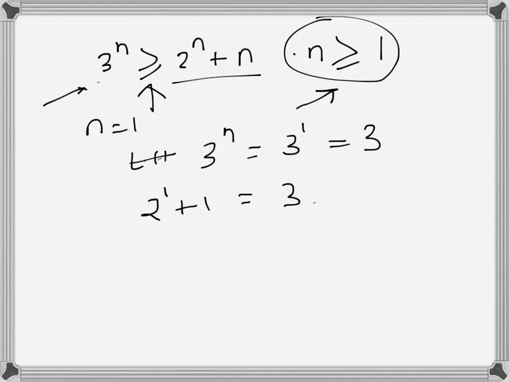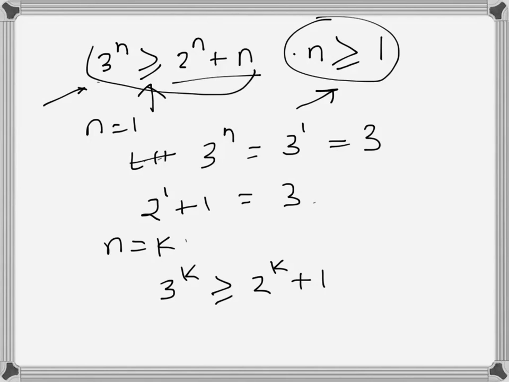Now we assume that when n is equal to k, any arbitrary value, this relationship holds. So we can say when n is equal to k, 3 to the power k is greater than or equal to 2 to the power k plus k. Once we do that, using this relationship, we move on to show what happens when n is equal to k plus 1. If we can show that this relationship holds for n equal to k plus 1, then we have proved the relationship.